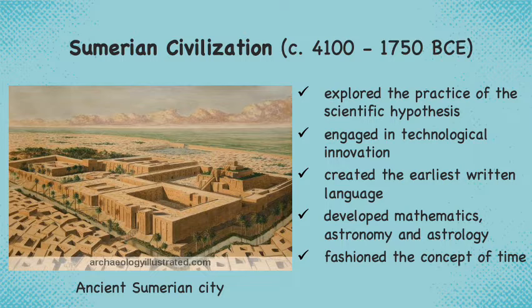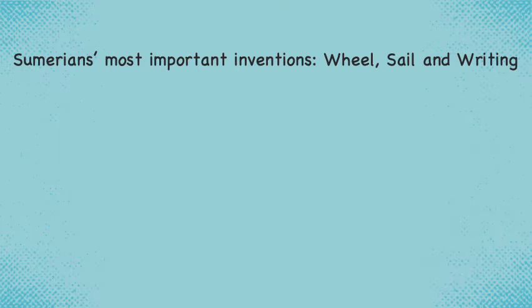The Sumerians were the first to have explored the practice of the scientific hypothesis, engaged in technological innovation, and created the written word, developed mathematics, astronomy, and astrology, and they even fashioned the concept of time itself. The three Sumerian inventions considered most important are the wheel, the sail, and writing.